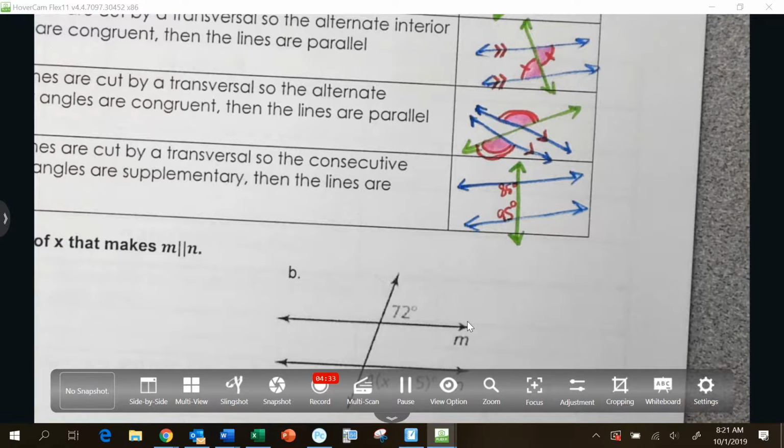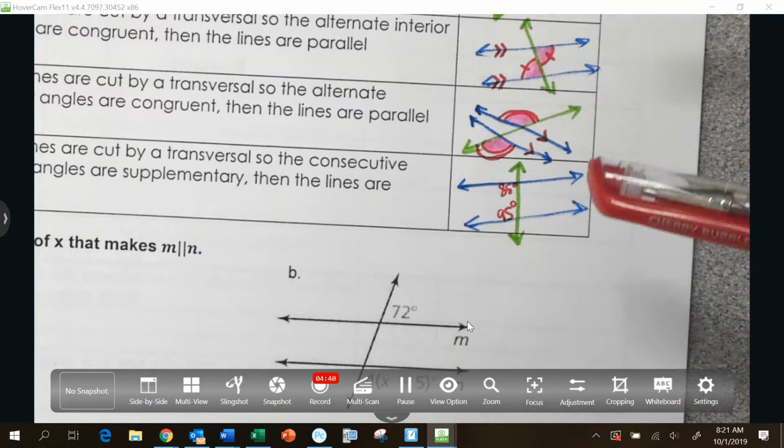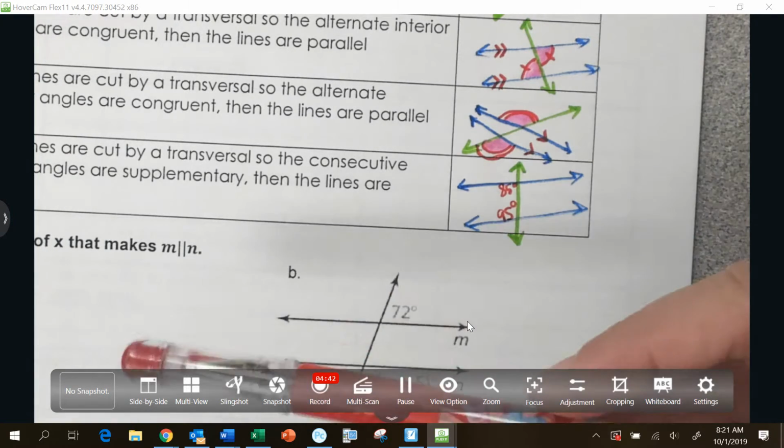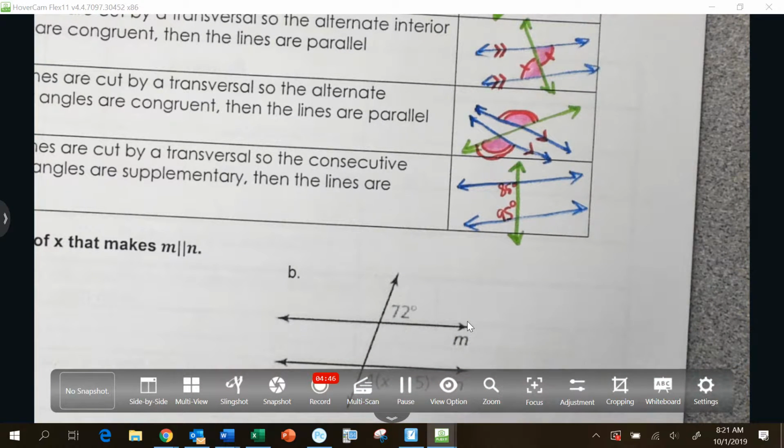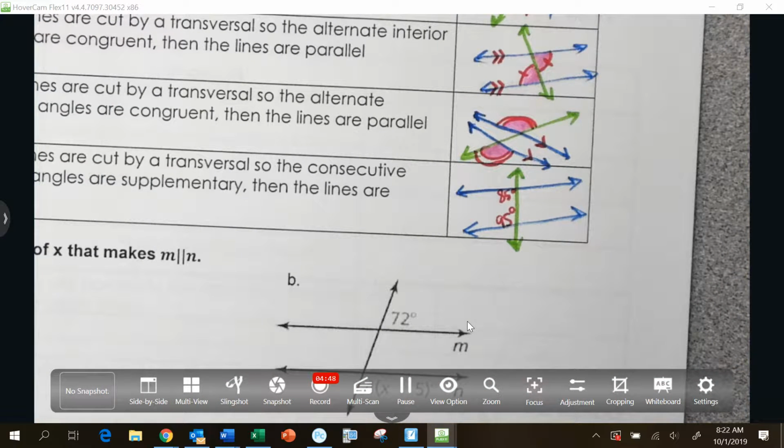A little bit louder. Well, yeah, if they're supplementary, they're going to equal 180, but what does that tell me? What's this converse telling me? Matthew, what's the converse telling me? That what's parallel? Two lines. The two lines are parallel, thank you.